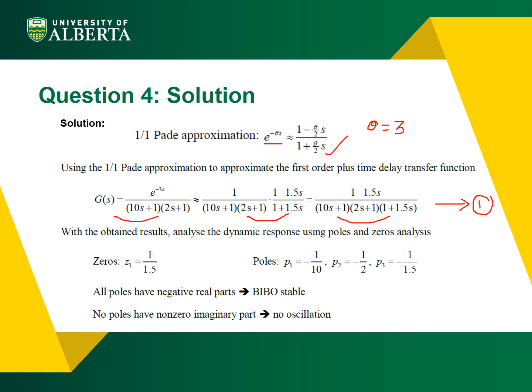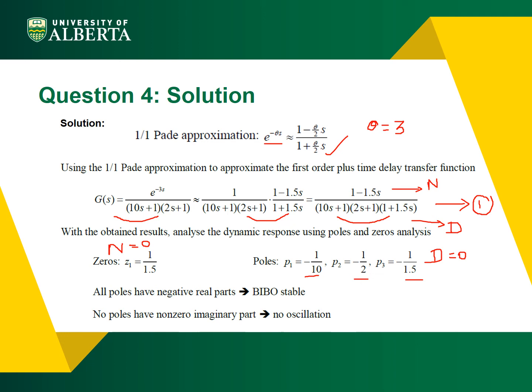Now we have to do the stability analysis. So to do the stability analysis, we have to compute the poles and the zeros of the transfer function. To compute the zeros, we equate the numerator N to 0, and we get all the zeros of the transfer function, and if we equate the denominator D to 0, we get all the poles of the transfer function. So poles are minus 1 by 10, minus 1 by 2, and minus 1.5.